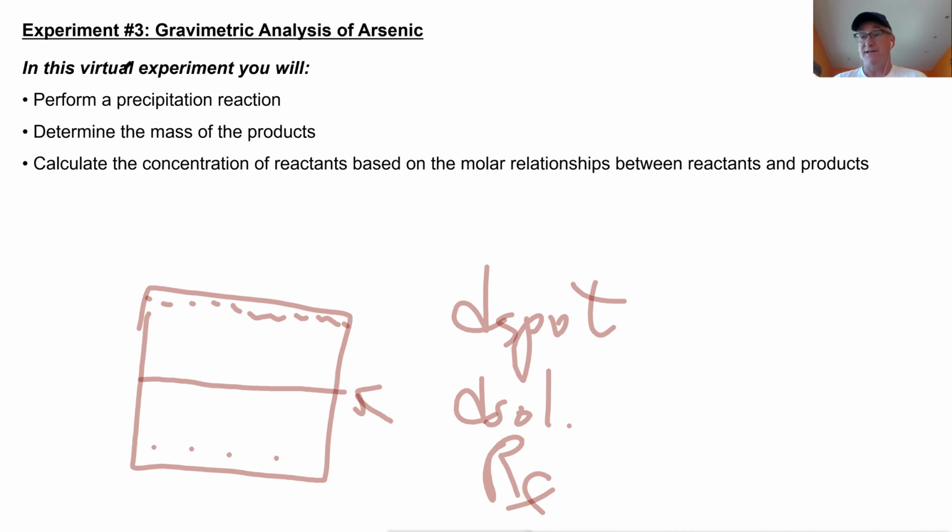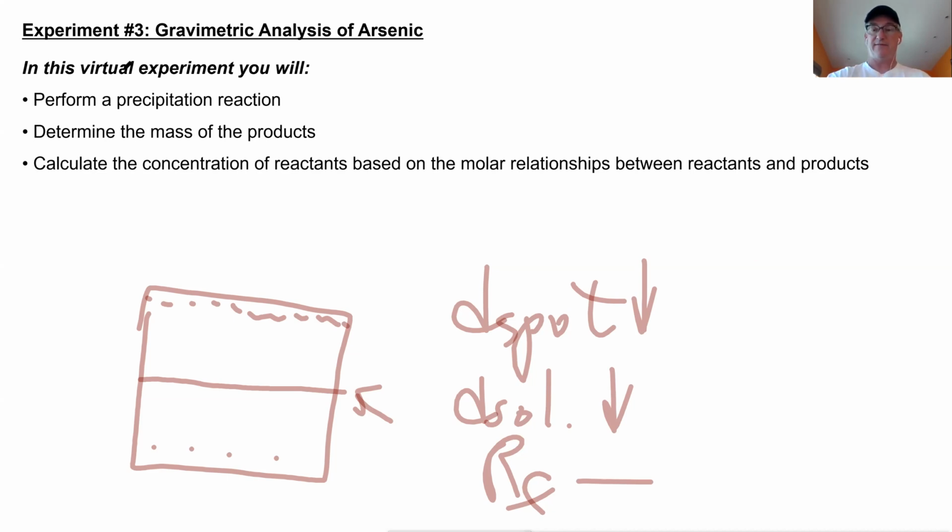What happens to the distance of the solvent first? Is it going to be more or less? It's going to be less. What about the distance of the spot? Is that going to be more or less? That's also going to be less. Yep, also going to be less. What about the ratio of the two? The RF? Not affected. That's going to be exactly the same.